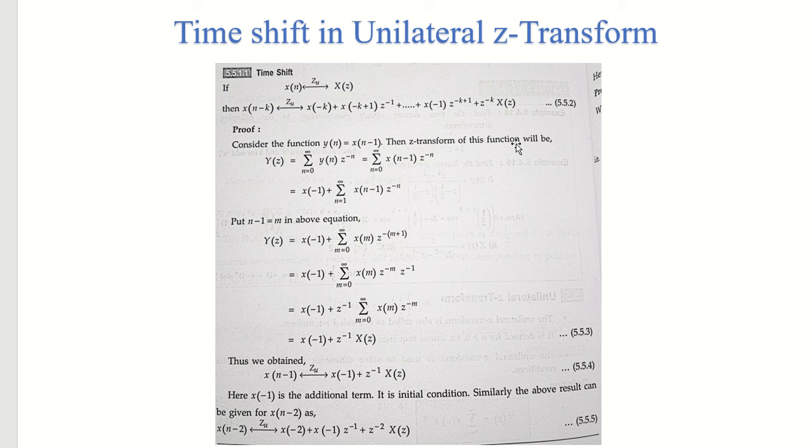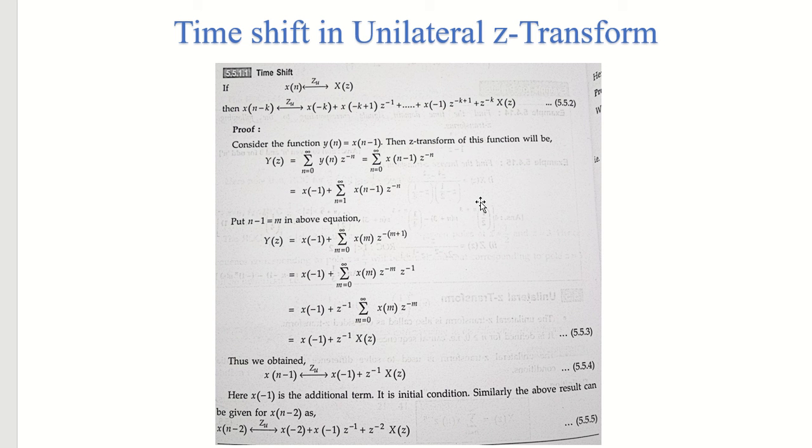Now what you can do, because this signal is going from 0 to infinity, we can take the first term separately, right? If I put the value of n equals 0 in this formula, what will I have? X of minus 1 z raised to 0. What is the value of z raised to 0? Z raised to 0 is always 1, right? So the only thing I will have is x of minus 1. And I can write the rest of the terms as they are: summation of n equals 1 to infinity x of n minus 1 into z raised to minus n, right?